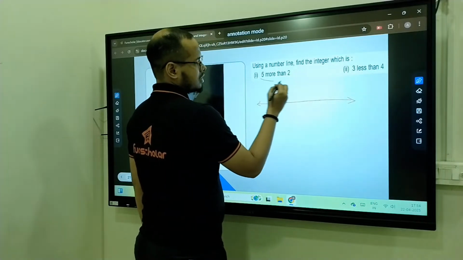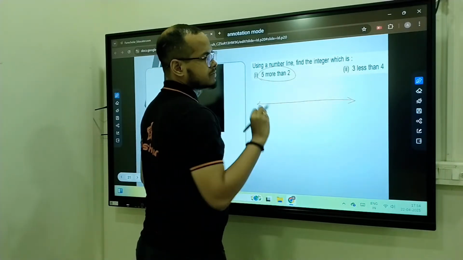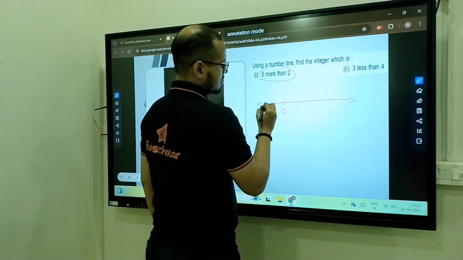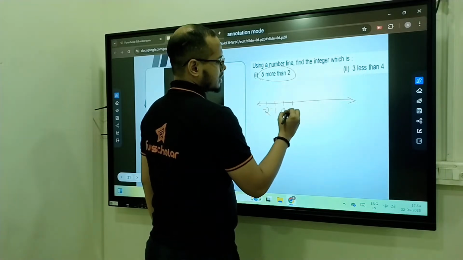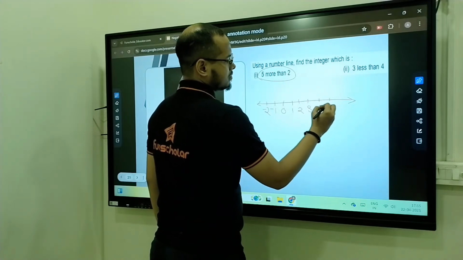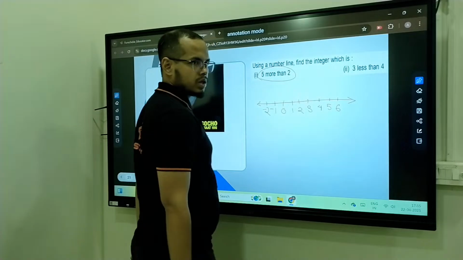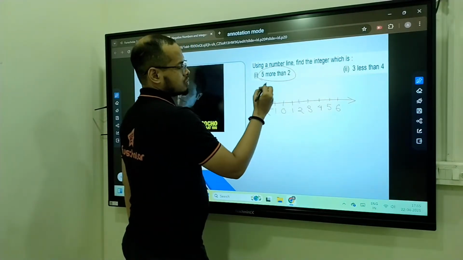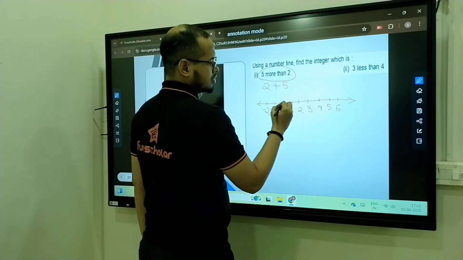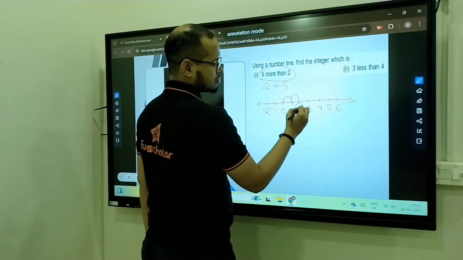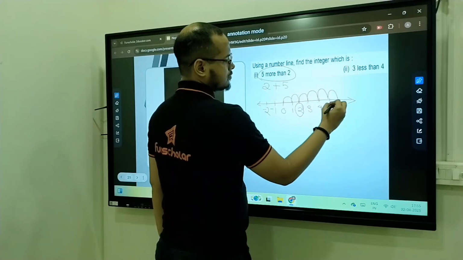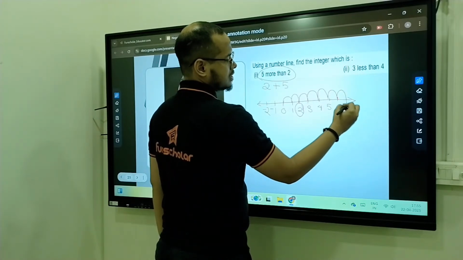I am seeing here that 5 more than 2, no negative sign is present, right? So let's start from 0 and I will just give minus 1 and minus 2. And here I am getting plus 1, plus 2, plus 3, plus 4, plus 5, plus 6. Okay. So 5 more than 2. So 2 plus 5. This is what is written, right? So from 0, I am getting 1, 2. We have reached 2. From 2, we are adding 5 more. So 1, 2, 3, 4, and 5 gives us our answer as 7.